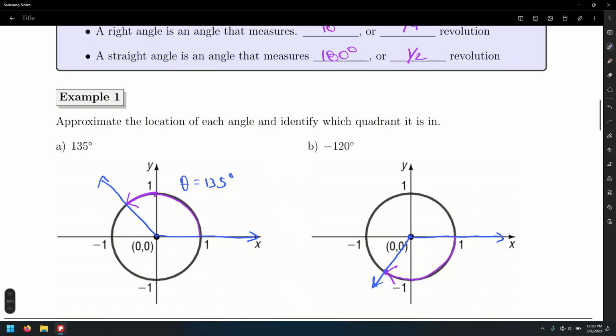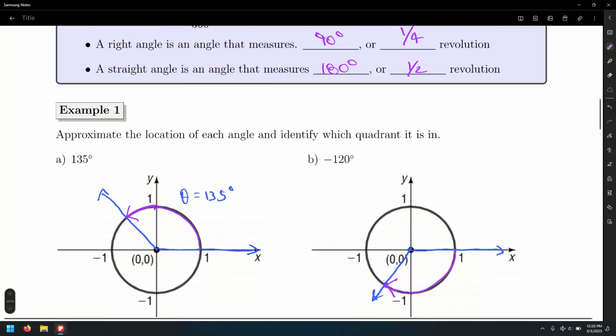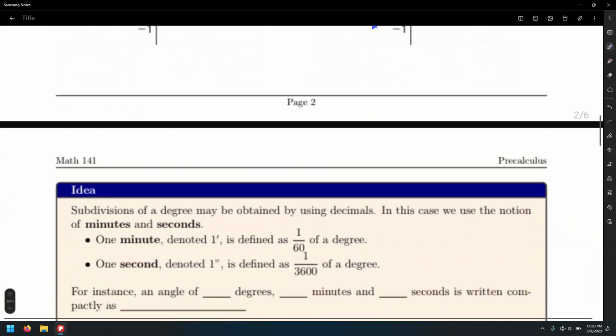Now, of course, we need a system to represent these values, just like we have the decimal system, the hexadecimal system, the binary system, and other types of number systems that we work with. Well, the trigonometric field has its own system, and that's again the degrees. We already have an idea about the degrees, and we know that each degree represents 1 over 360th part of the entire revolution. All right, so let's see how we go about it.